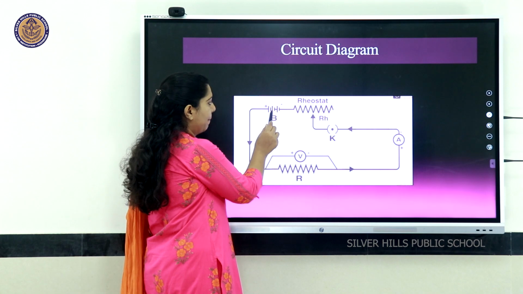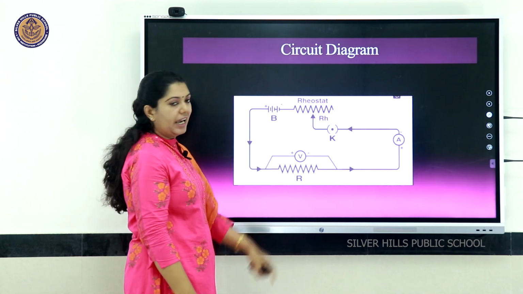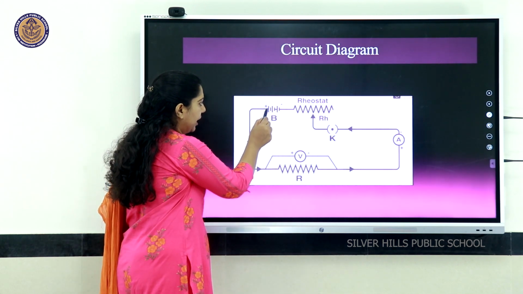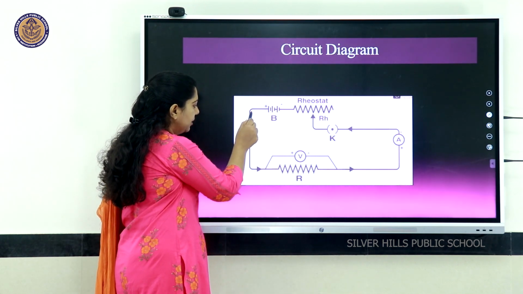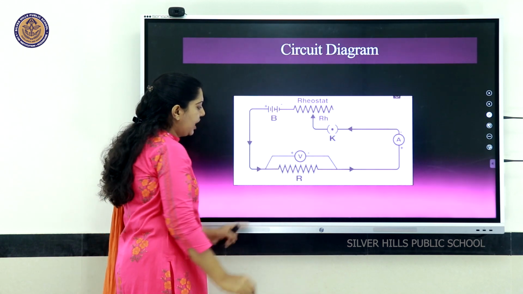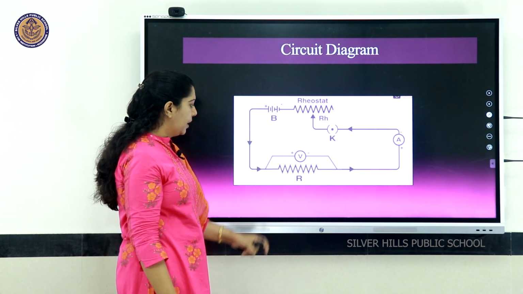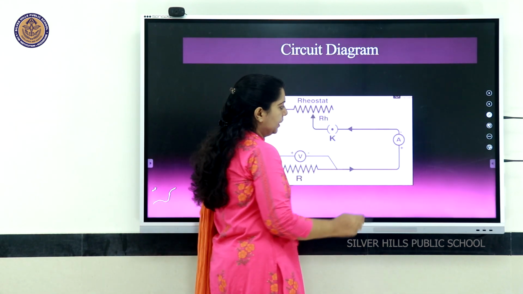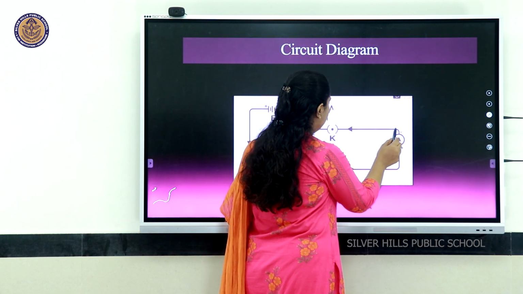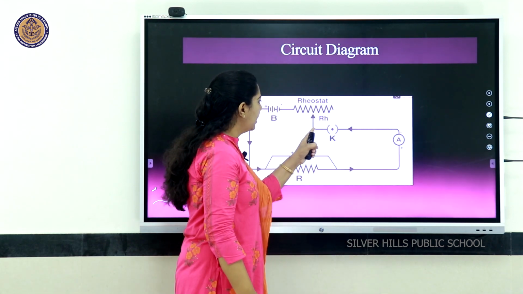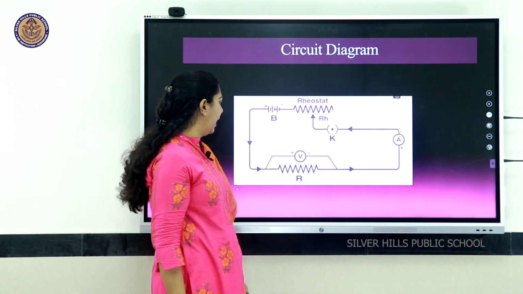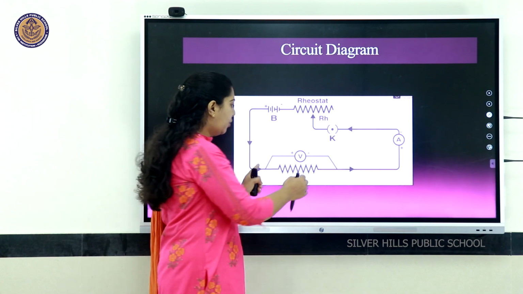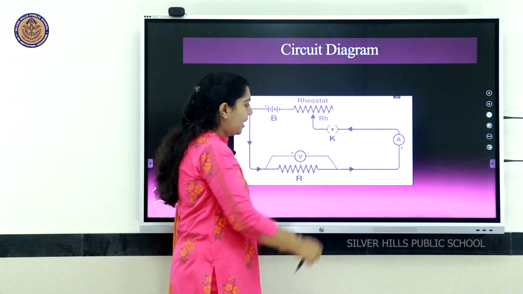Here you can see this is a battery. There are 3 cells used. This is a battery. And from the positive wire, which is connected to the resistor's one end, the resistor's other end is connected to the positive of the ammeter. Then the ammeter's negative side is connected to the key, and the key's other end is connected to the rheostat's other end. Then this voltmeter should be in parallel. That's why the voltmeter should be connected across this resistor.